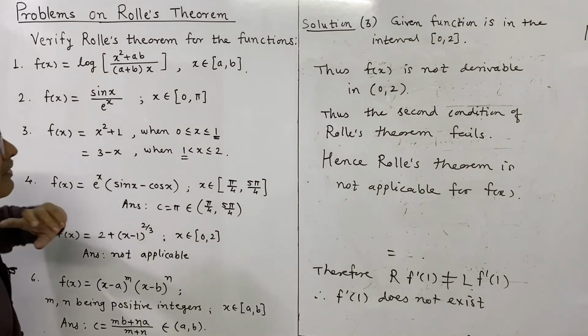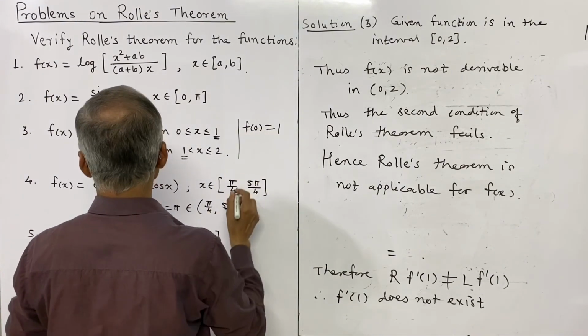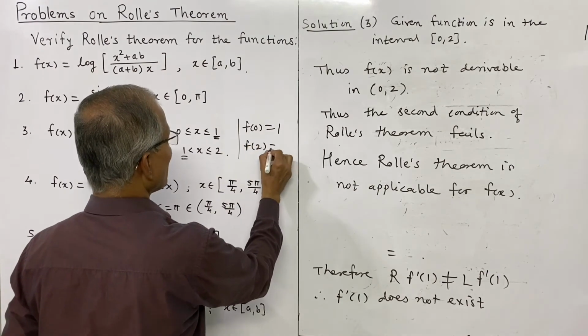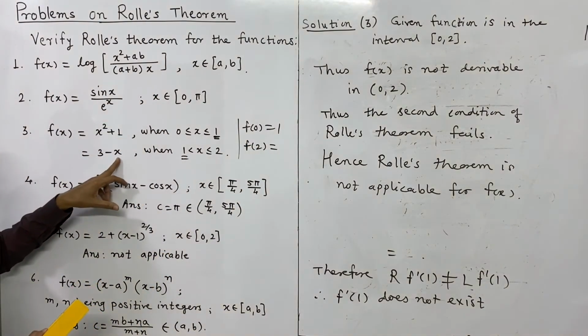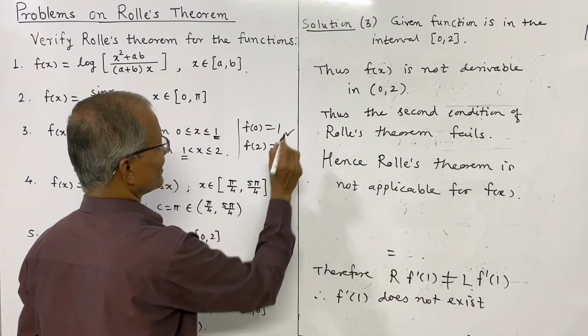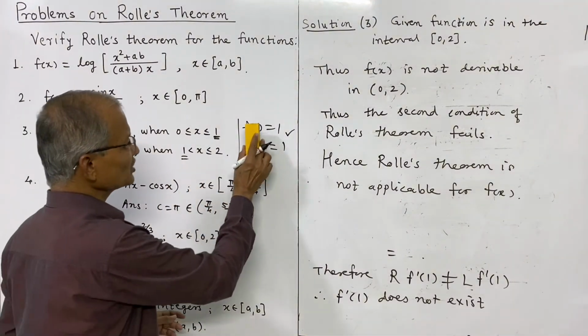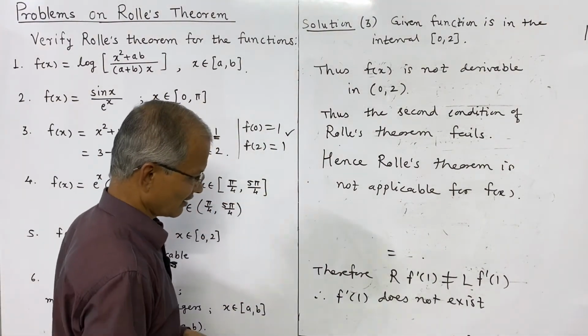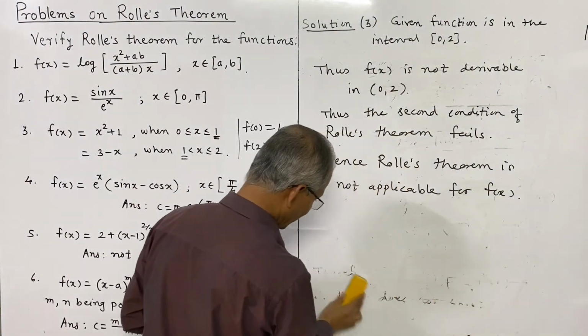And what is f of 2? From this, 3 minus 2, that is also 1. The third condition is satisfied, but the second condition fails. So because the second condition fails, there is no need to check the third condition, and hence we have written that Rolle's theorem is not applicable here.